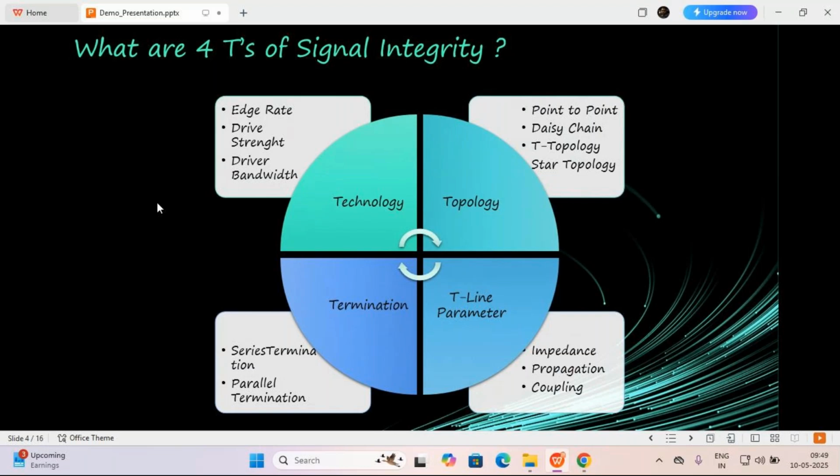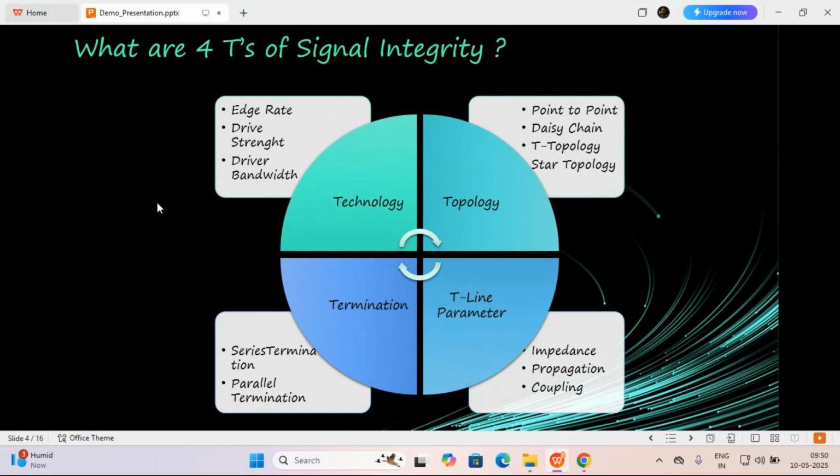Then after that comes topology. The second T is topology. Topology speaks about the routing. So what do you mean by routing? Routing is nothing but connecting point A and point B electrically in a PCB through the copper. All the copper interconnects in a PCB are called routing. So in the routing process, you connect all the points to make the electrical connection.